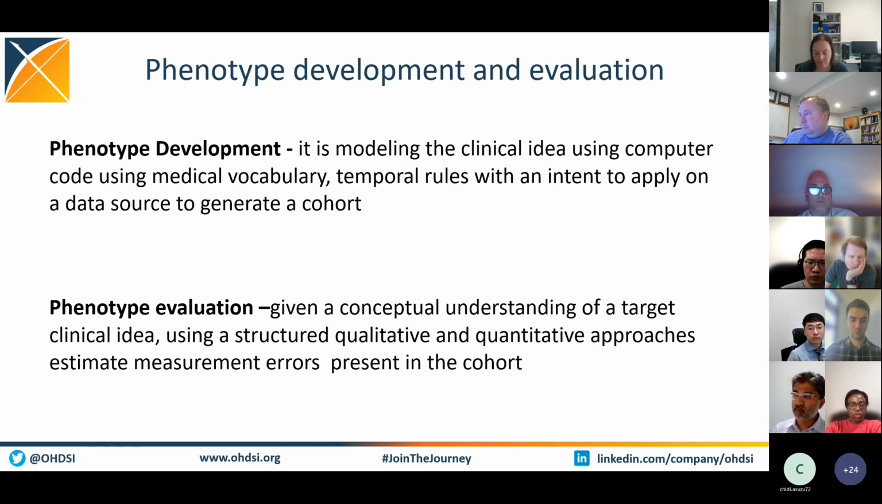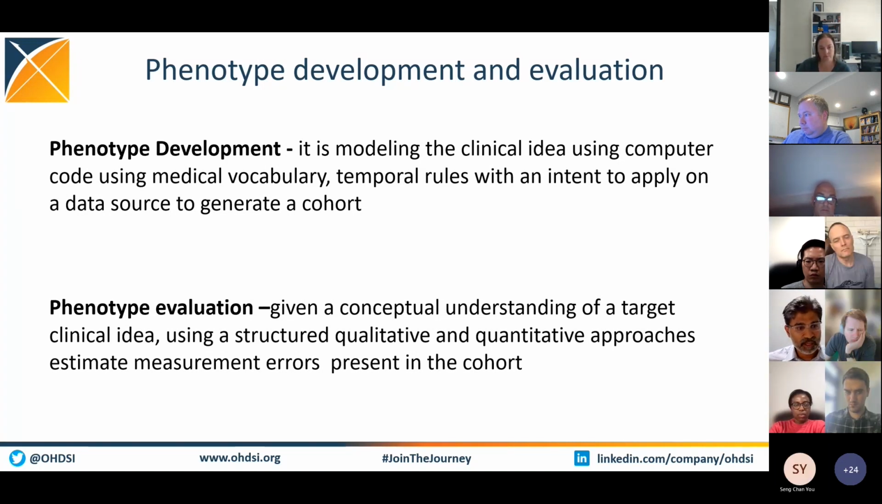Very quickly about what this is. Again, there's an idea of phenotype development. There is an idea of phenotype evaluation. Phenotype development is modeling the clinical idea, the target, using computer code that has medical vocabulary and temporal rules, with an intent to apply on a data source to generate a cohort. That's the development component. Then the evaluation is, given a conceptual understanding of the target clinical idea, using structured, qualitative, and quantitative approaches to estimate measurement errors present in the cohort. That's the evaluation. Evaluation is again next week. This week is all about development.